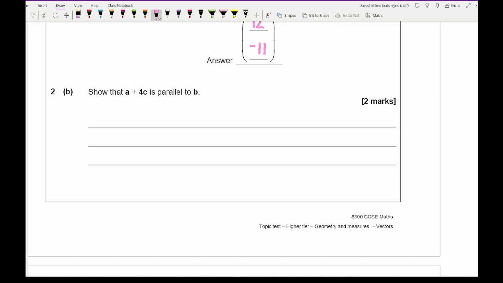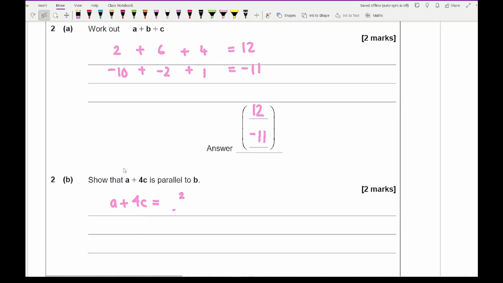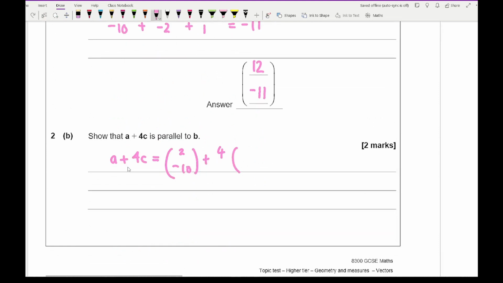Now if it's parallel, basically A plus 4C is going to be a factor or a multiple of B. So if I first work out what A plus 4C is going to be, so again going back to that, it's going to be 2 minus 10, and that's going to be plus 4 lots of C, which was 4, 1. And so that's going to equal 2 minus 10 plus 16 plus 4. So that's going to equal 18 minus 6.